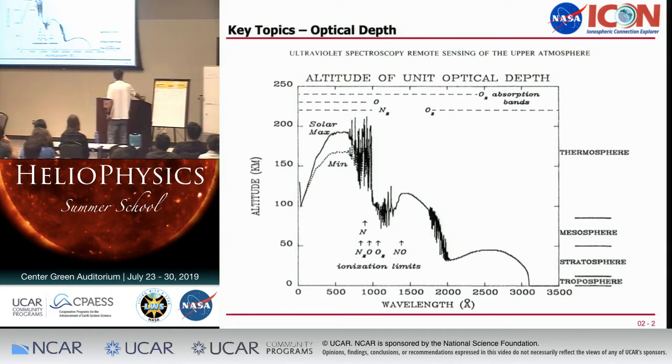So this shows you a couple things. As we talked about, this is a plot of unit optical depth. That's where optical depth is one, which means you've lost all but 1/e of your incident radiation. So almost a factor of 3.